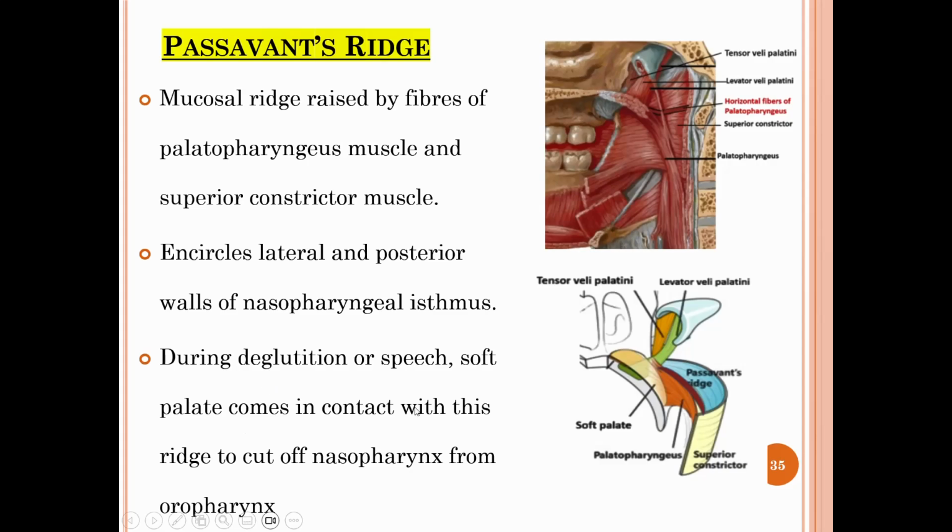So during deglutition or speech, this soft palate will come in contact with this ridge to cut off the nasopharynx from the oropharynx. So this is the palate here, here will be the Passavant's ridge. When these come in contact, whatever food is there in the oropharynx will not go back to the nasopharynx. And some time before we saw these palatoglossal folds also approximating, so food will not come back to the oral cavity also, so it has to go down, okay.